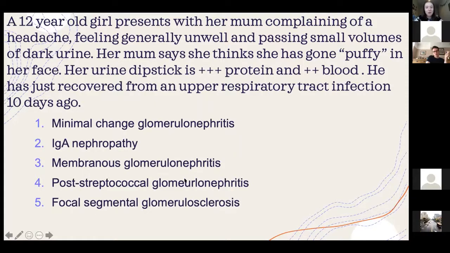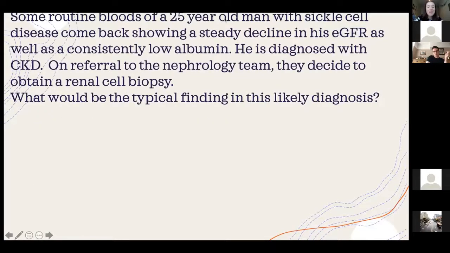I can see all the right answers coming through in the chat, so well done, but I'll talk through it in a minute. Some routine bloods of a 25-year-old man with sickle cell disease come back showing a steady decline in his EGFR as well as a consistently low albumin. He's diagnosed with CKD, but on referral to the nephrology team, they decide to obtain a renal cell biopsy. What would be the typical finding in this likely diagnosis?